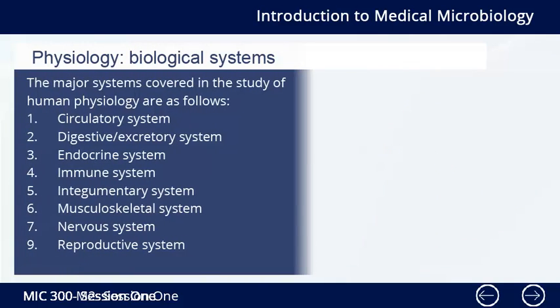Physiology, biological systems. The major systems covered in the study of human physiology are as follows. 1. Circulatory system, including the heart, the blood vessels, properties of the blood and how circulation works in sickness and health. 2. Digestive and excretory system.